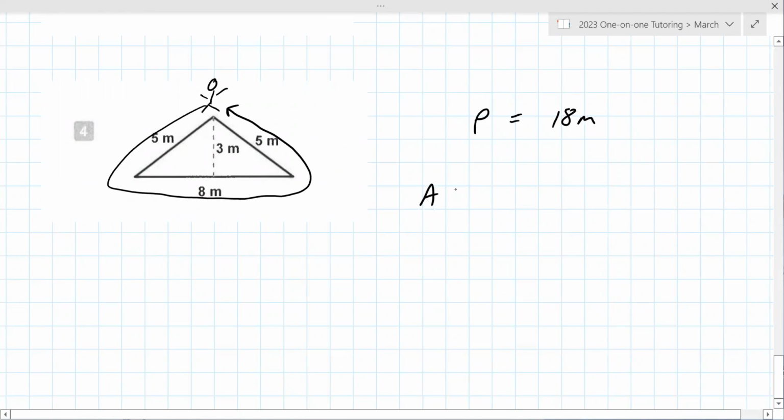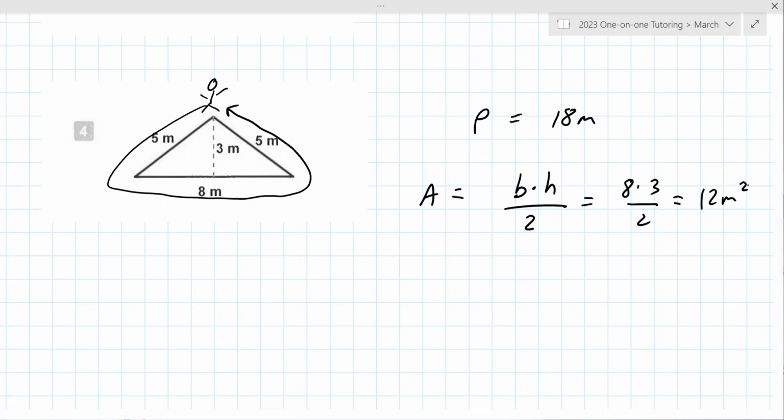Good. The area is still base times height divided by 2. 8 times 3 divided by 2. Yes. And there's your answer. Any questions on that before we go back and do some more mixed number stuff?